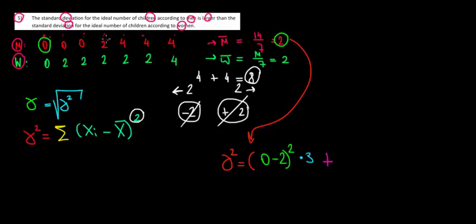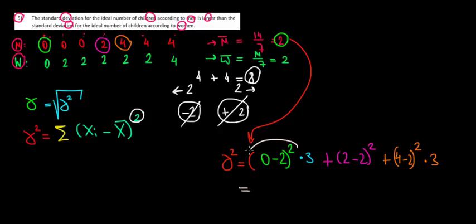Plus the difference between 2 and the average of 2. So that's going to be (2 - 2) to the power of 2. We got that. And then we have the difference between 4 and 2 three times. So that's going to be (4 - 2) to the power of 2, and we have that 3 times, so we'll multiply that by 3. Now, let's do the math. 0 - 2, that's -2 to the power of 2, which is going to be 4. So this whole thing is going to be 4 times 3, which is equal to 12. Plus, we go to the next one: 2 - 2 is equal to 0, to the power of 2, that's just 0. Plus 4 - 2, that's equal to 2 to the power of 2, which is equal to 4. 4 times 3 is equal to 12 as well. So 12 plus 12 is equal to 24.